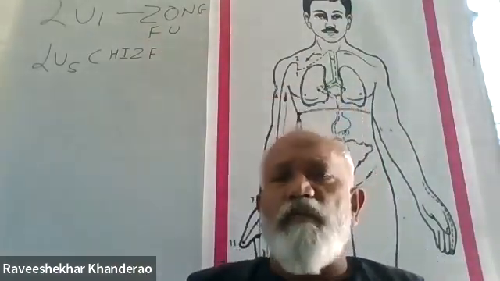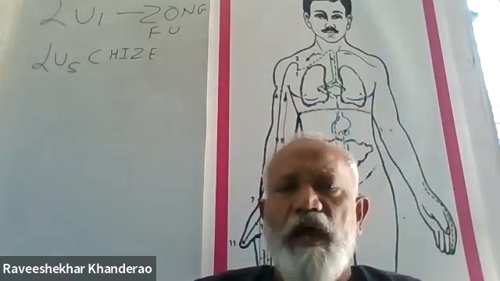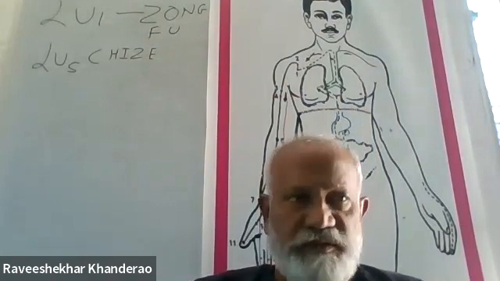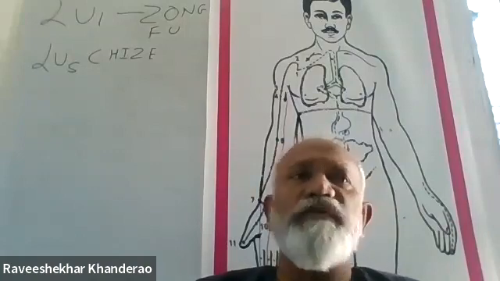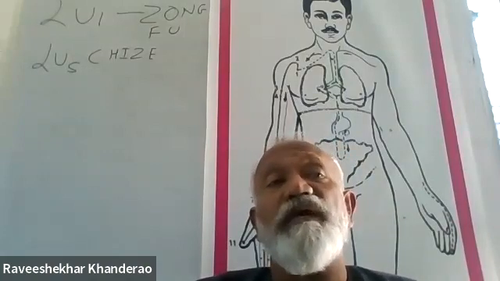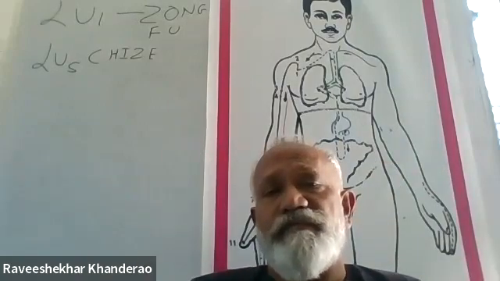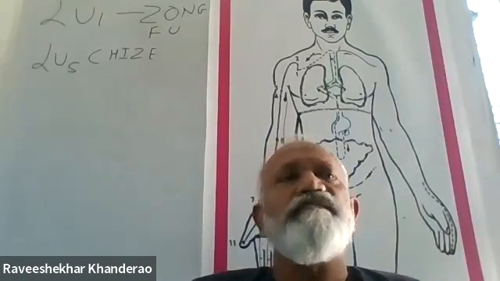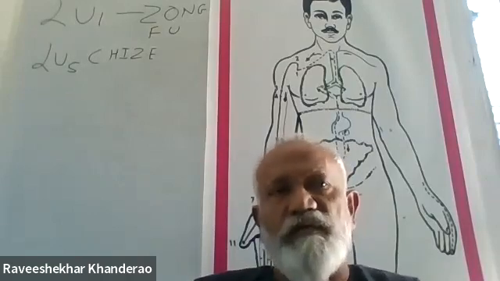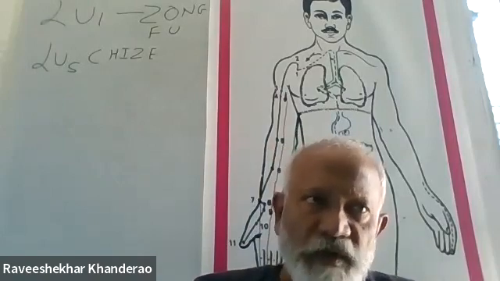What are the indications? Common cold, fever, headache, cough, asthma, hemoptysis, and sore throat. Hemoptysis, what is that? What did we see earlier? It is coughing of blood. Okay. So hemoptysis is coughing of blood, and for sore throat this point works.